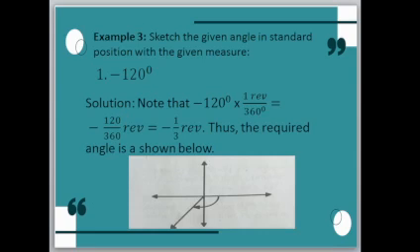Example 3. Sketch the given angle in standard position with the given measure. So the given measure is in degrees, that is negative 120 degrees. In the solution, we have to take note that we have to convert first the degrees to revolutions so that it will be easy for you to sketch the angle. So we have negative 120 degrees times the constant conversion, that is 1 revolution over 360 degrees.